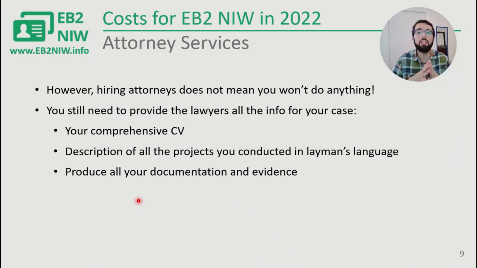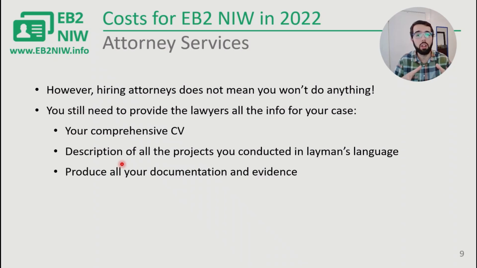Another thing that I typically say is that hiring attorneys is not like a magic thing where suddenly all the work will go away. You will still need to do a lot of work even if you hire attorneys. You will need to give them all your information because at the end of the day, they don't really know you. You have to provide your CV, polish it, and give them a very comprehensive CV so they understand your profile. You have to describe all the projects you have worked on so they can put that in the cover letter. Sometimes you have to write the recommendation letters as well, which adds a lot of time. It's 4 to 8 letters that you have to write.